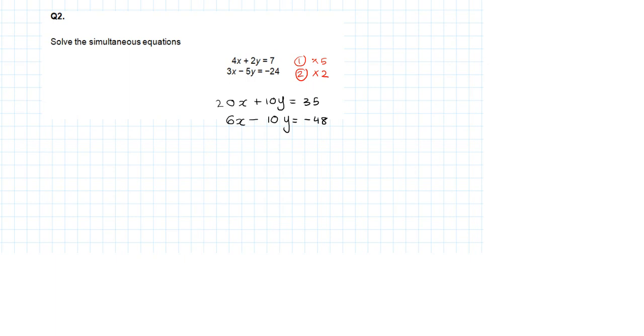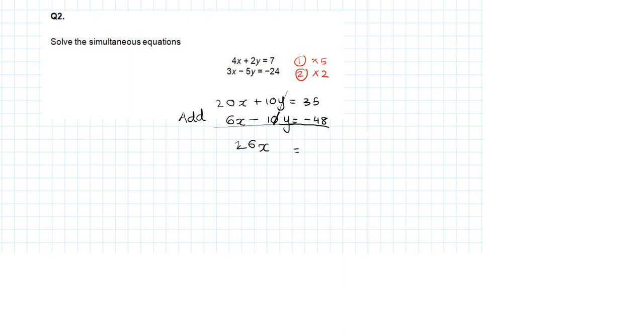So I add. My board's playing up slightly, so there might be a few mistakes whilst I write this down. So 20x plus 6x is 26x. And 10 minus 10, that's cancelled out. And then 35 add minus 48 is minus 13. Then you divide both sides by 26. And x is equal to minus 0.5 or minus a half. Okay, and then you substitute this into one of the equations.